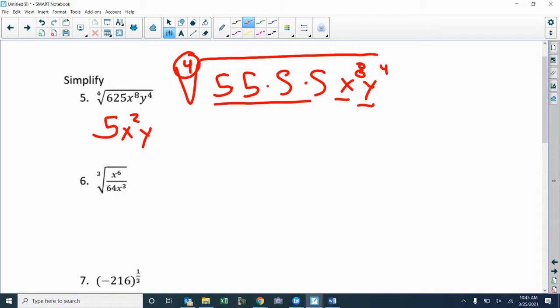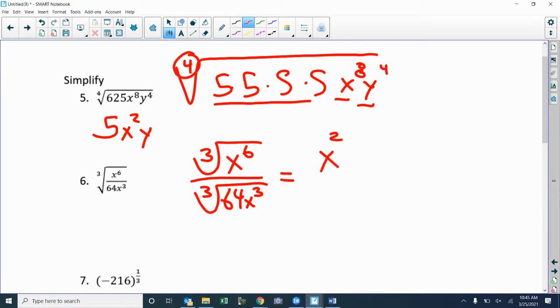Number 6. We'll start by rewriting it as the cube root of x to the 6th over the cube root of 64x cubed. Now, I need sets of 3. Well, up top's pretty easy, isn't it? That's going to be x squared.